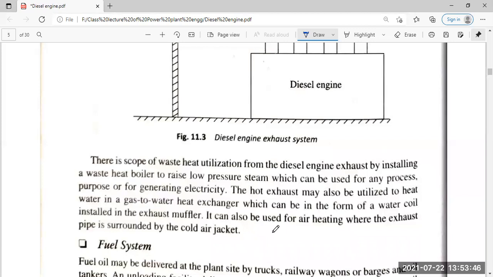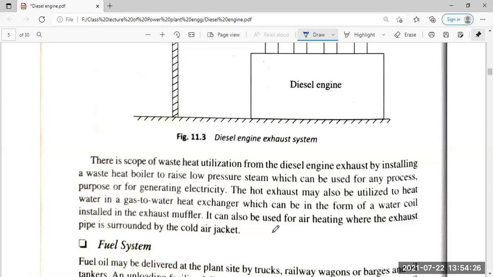There is some scope for waste heat utilization from the diesel engine exhaust by using a waste heat boiler. By installing a waste heat boiler, we can raise low pressure steam which can be used for any process, or for generating electricity itself. So the exhaust of the diesel engine, which is this burnt fuel gas, is used in a waste heat boiler to raise low pressure steam to a certain extent, which can be used for other purposes, say for purification or washing.